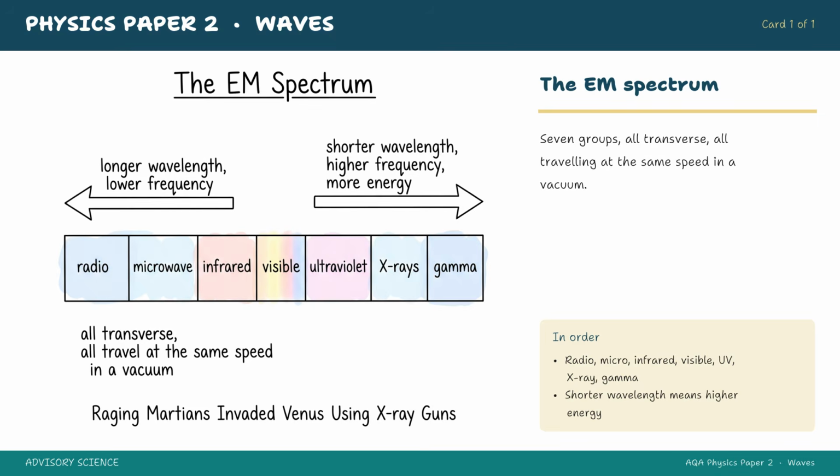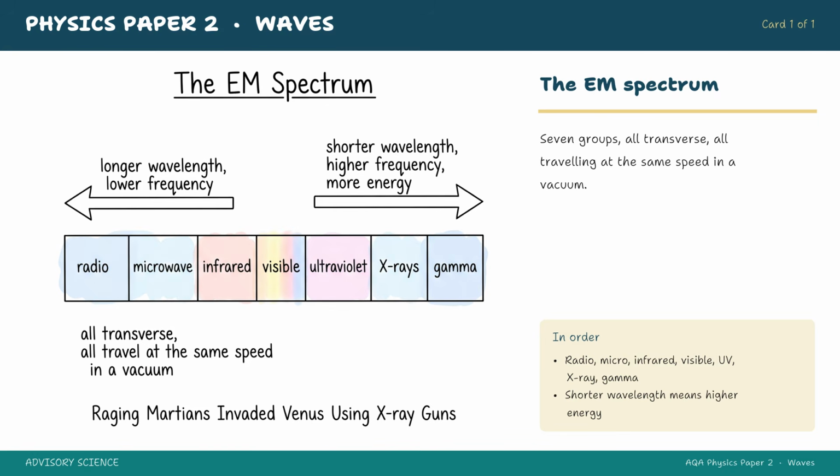The electromagnetic spectrum. Visible light is one small slice of a much bigger family, the electromagnetic spectrum. They're all transverse, they all transfer energy, and in a vacuum, they all travel at exactly the same speed.